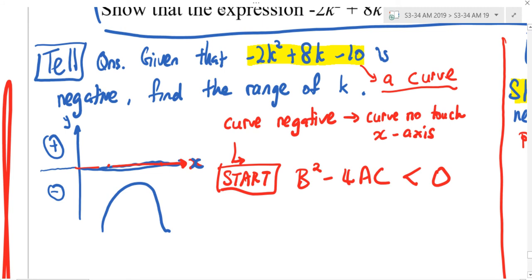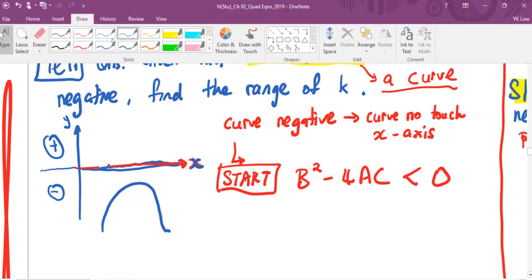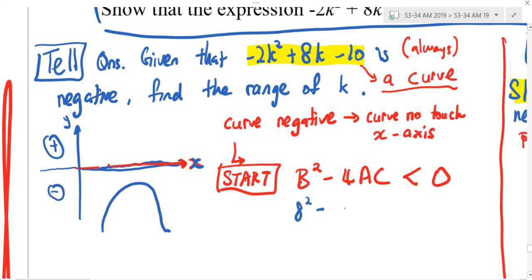I want to pause here to let you copy because this is a common question. Is there a difference if there's an extra word, always or not always? No. Always or not always is just negative. So I start with this. Whether this is capital letter B or small b, also no difference. So what is b? Good. So can you write down 8 squared minus 4, negative 2, negative 10 is less than 0. I got problem.